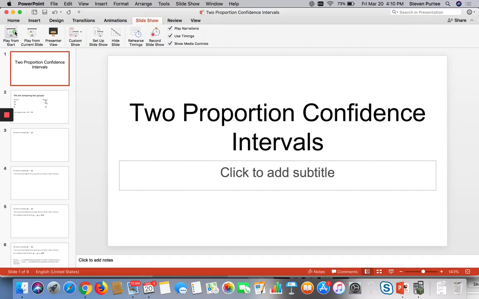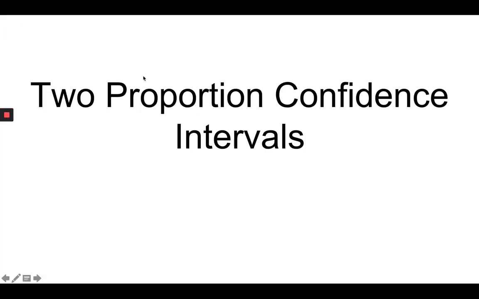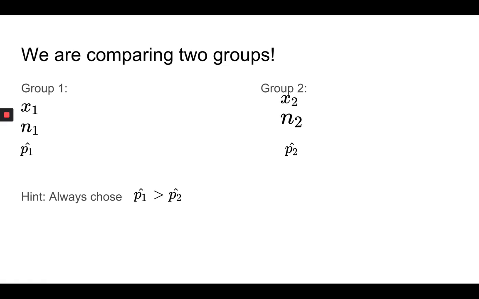Here we are looking at two proportion confidence intervals. We're comparing two groups now. These are still proportion problems. We have success, we have failure, but now we have two groups, group one and group two. And each group comes with their own statistics from a sample. We have the number of successes in the sample, sample size, and sample success rate, or sample proportion of success, for each group, group one and group two.